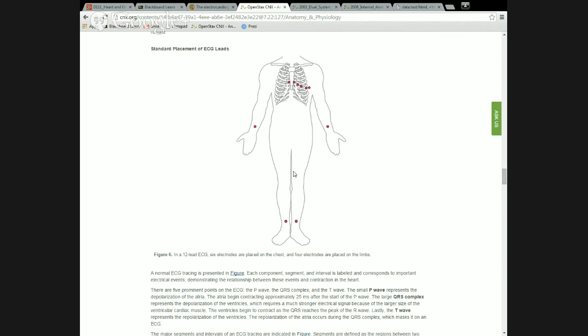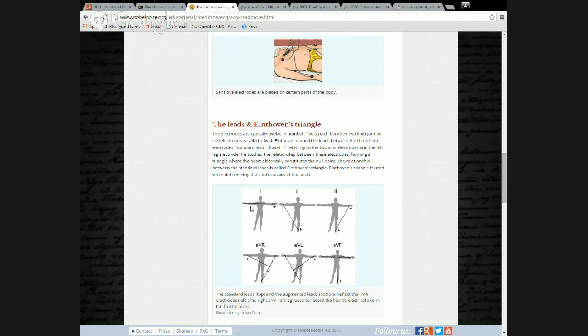Back to this diagram here, the right arm, left arm, and left leg electrodes are the important ones here. And up here it's talking about Einthoven's triangle, because if we draw a line from one to the other of those three electrodes, we basically draw three sides to a triangle.